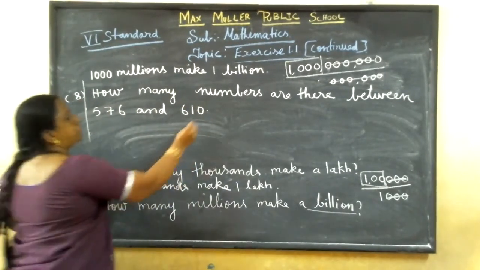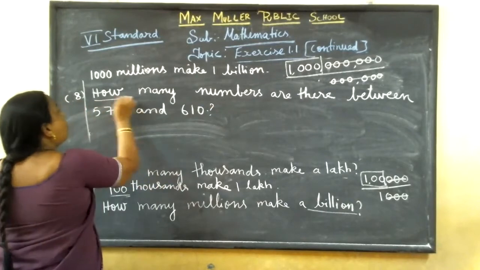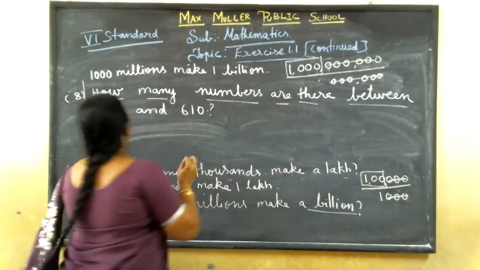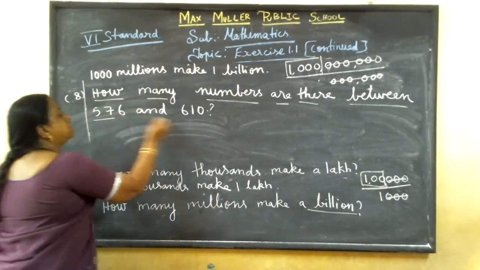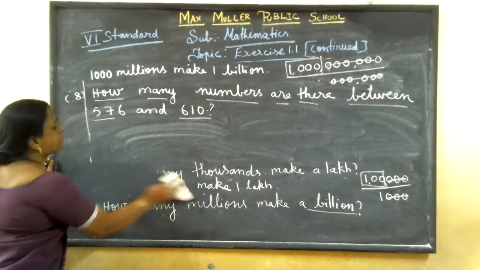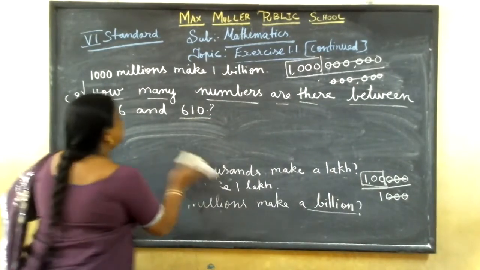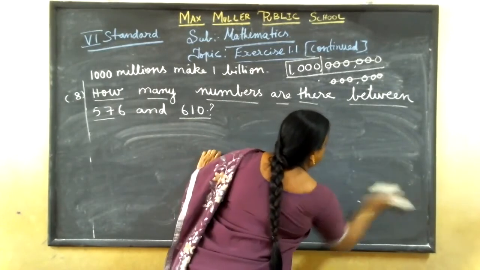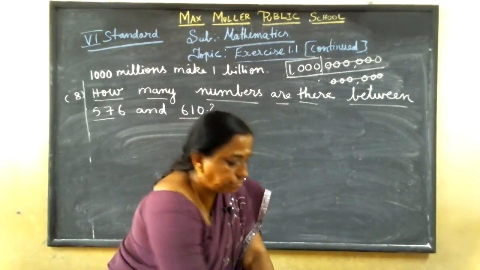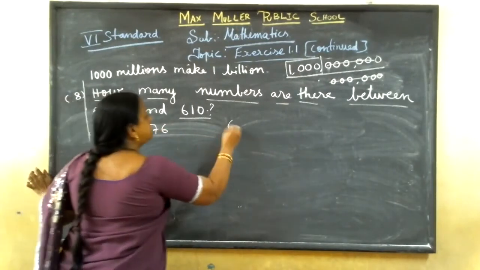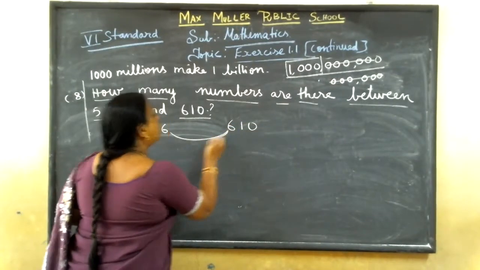I'll read the question once. See or listen, children. How many numbers are there between 576 and 610? Okay, what you should find? How many numbers are there in between these two numbers? See here, 576 and 610. In between, how many numbers are there?